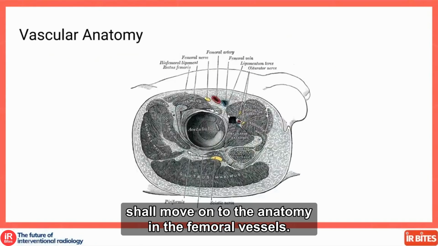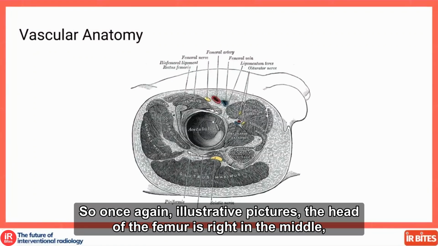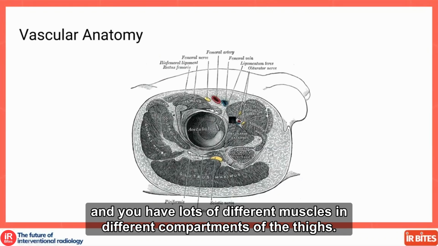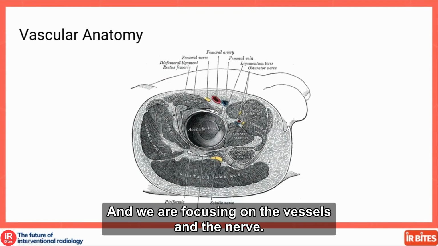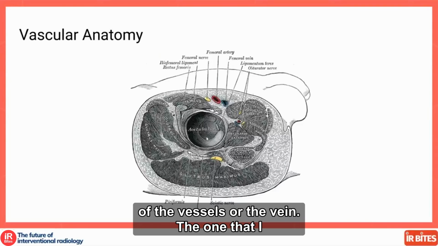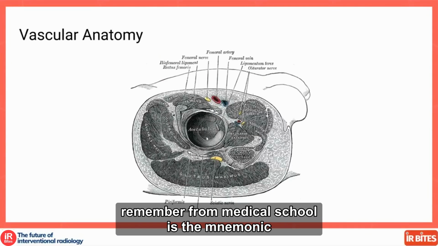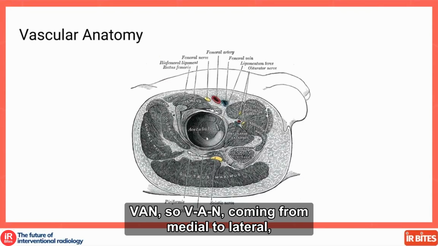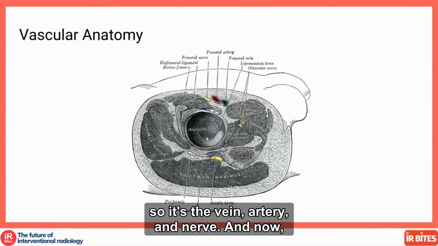Now we shall move on to the anatomy of the femoral vessels. Once again, in the illustrative picture, the head of the femur is right in the middle, and you have lots of different muscles in different compartments of the thigh, and we are focusing on the vessels and the nerve. There are lots of ways to remember the orientation of the vessels. The one that I remember from medical school is the mnemonic VAN, coming from medial to lateral: vein, artery, and nerve.